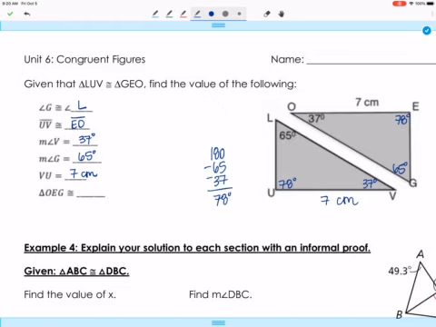And then the last thing it wants you to do is write a congruency statement. So if it says triangle OEG, then we need to name the second one the same way. So VUL.